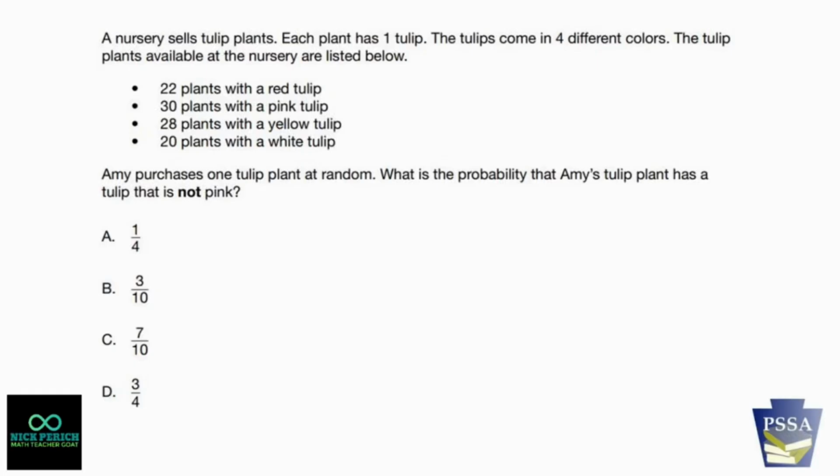A nursery sells tulip plants. Each plant has one tulip. The tulip comes in 4 different colors. The tulip plants available at the nursery are listed below.